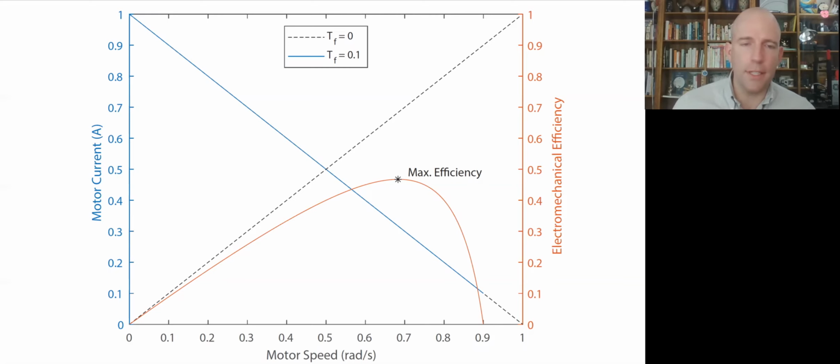Another thing to just notice in this figure is that around our maximum power point, which is halfway, the best possible efficiency, even with a perfect motor, is 50%. And with a real motor that has some friction, we're going to get less than 50% efficiency in converting electricity into mechanical power.